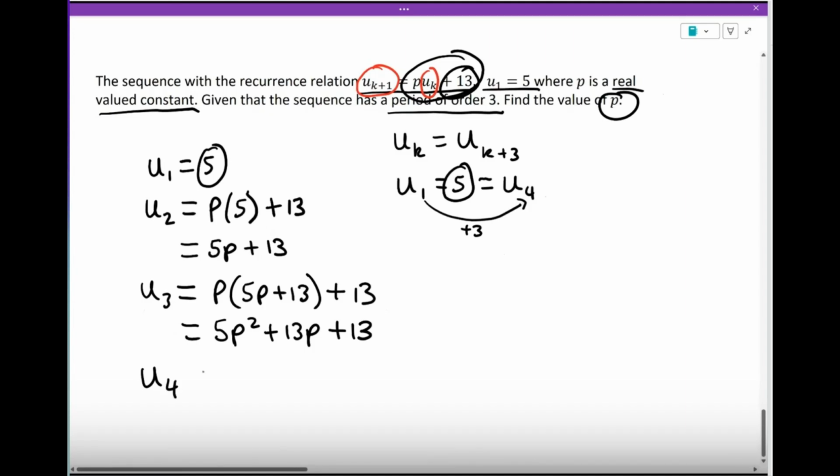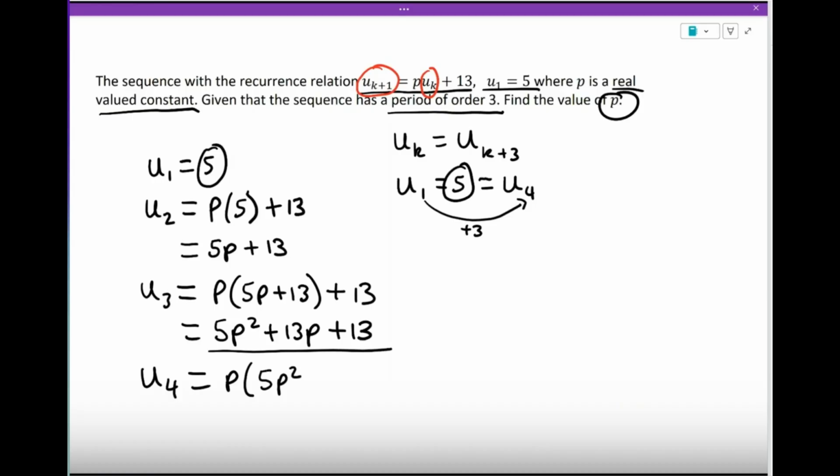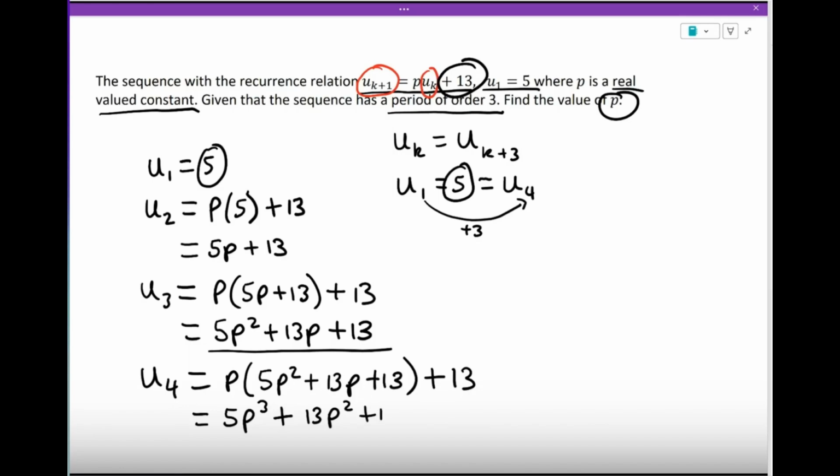Now we need to find u4, which is the crucial one for finding p. So what I'm going to do now is replace the uk in my recurrence relation with the 5p squared plus 13p plus 13. So I would have p multiplied by uk, which is this expression here, so 5p squared plus 13p plus 13, like that, close brackets, and don't forget about the plus 13 on the end. And then let's simplify, so we get 5p cubed plus 13p squared plus 13p plus 13.